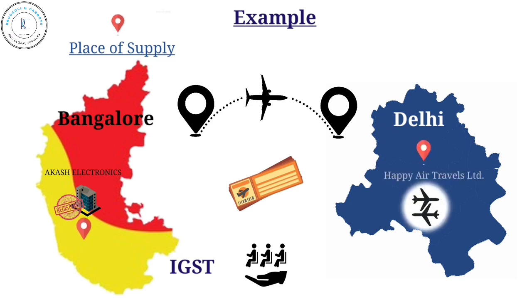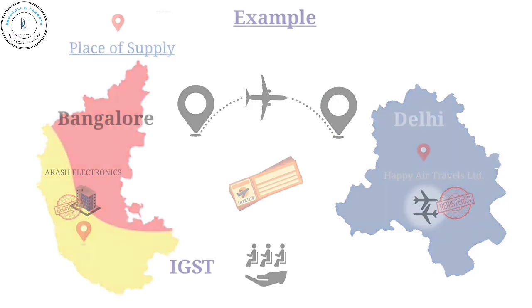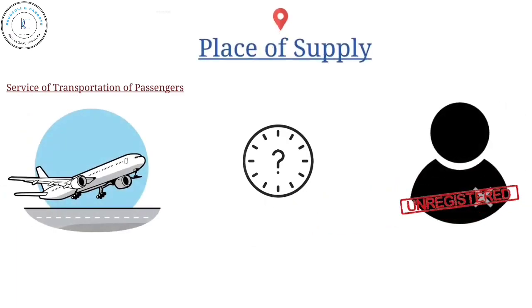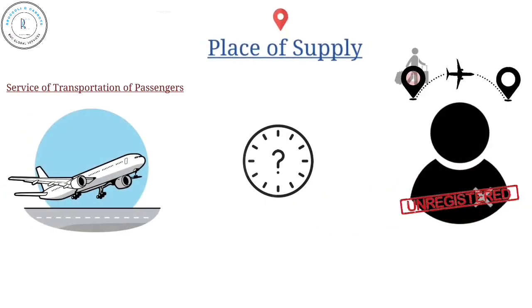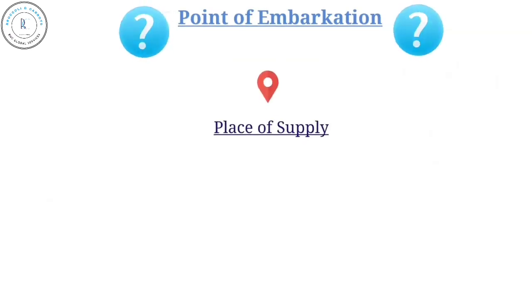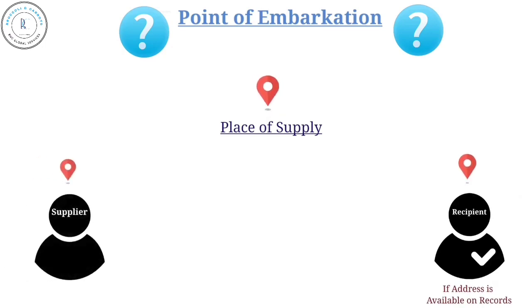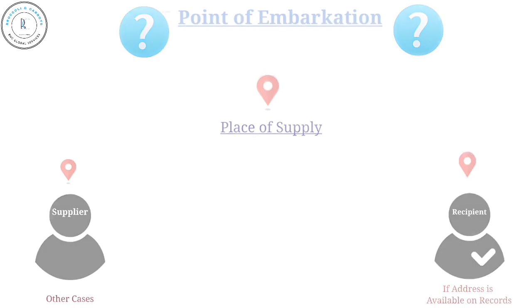Since this branch of Happy Travels is registered in Delhi, IGST will be charged; most airlines are registered in all states. When service of transportation of passengers is provided to an unregistered person, place of supply will be the location where the passenger embarks or starts on the conveyance for a continuous journey. If the point of embarkation is not known, then place of supply will be the location of the recipient, if the address is available on record, and the location of the supplier of services in other cases.